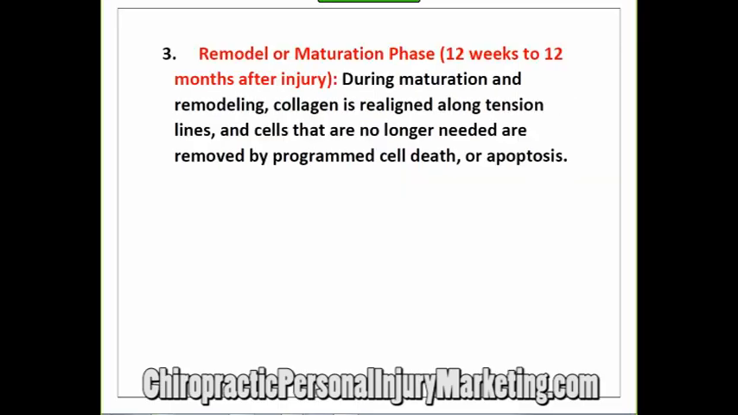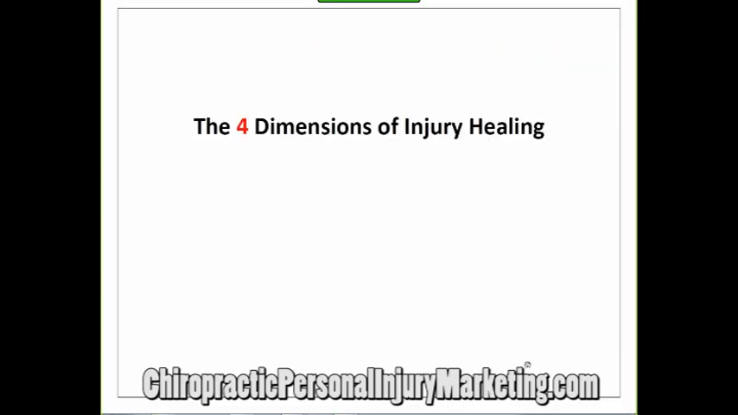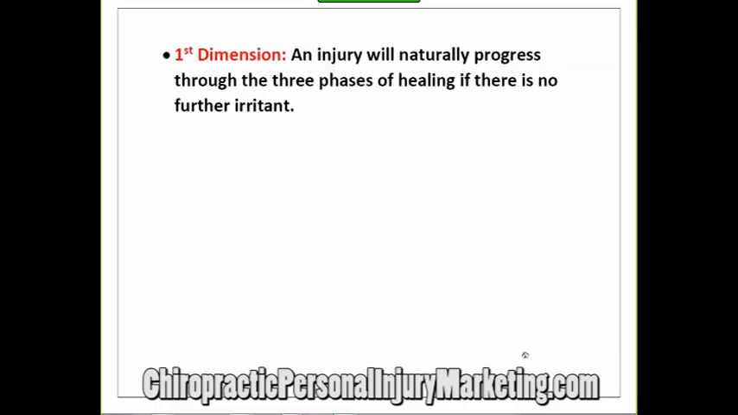And remembering the third phase of healing, the remodel or maturation phase, from roughly 12 weeks to 12 months after the injury. This is during the maturation or remodeling. Collagen is realigned along tensile lines, and cells that are no longer needed are removed by programmed cell death. Now, those were just reminders to get us to the four dimensions of injury healing and your treatment protocols and substantiating the need for care. So, what's the first dimension of an injury?